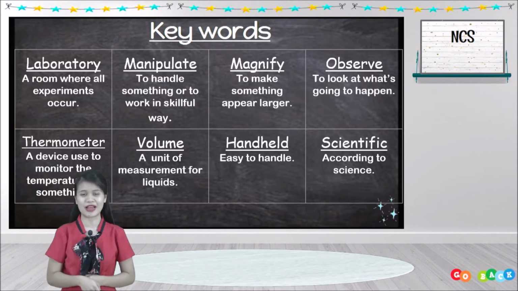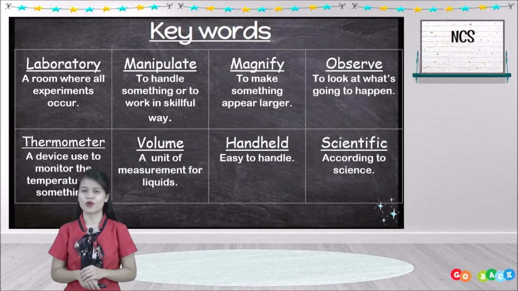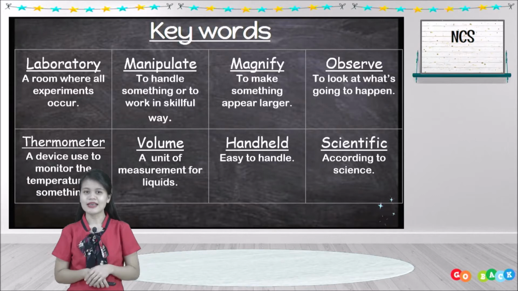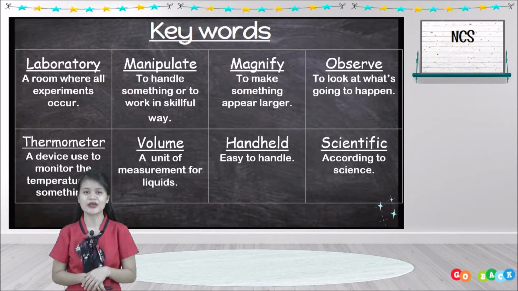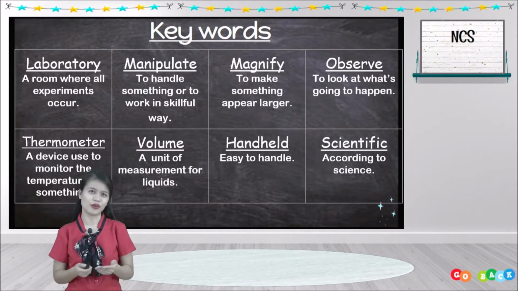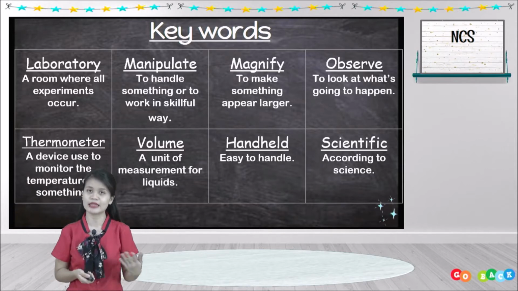Do you know magnifying glass? Of course you do. But later on, you will see and we will try to find out what more we have for the magnifying glass. Next, we have observe. Of course, we have to look at what's going to happen to something. Next, we have the thermometer. Well, a thermometer is a device that we use to monitor the temperature of something or such as a living thing, right? Next, we have volume. Volume is a unit that we use for measurement in liquids.